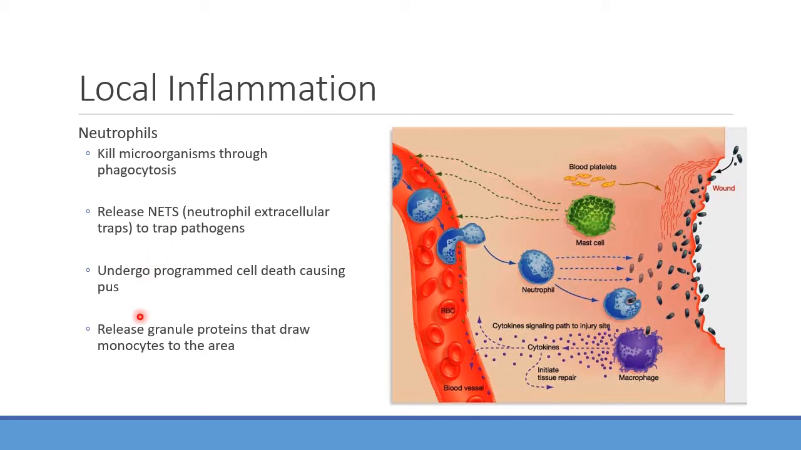And then once they are used up, they undergo programmed cell death, usually causing that pus to develop. So when you see pus in a wound or something like that, it's usually going to be degradation of a lot of the inflammatory white cells, right?